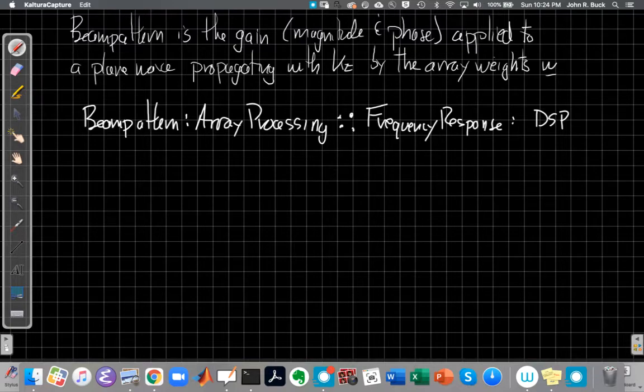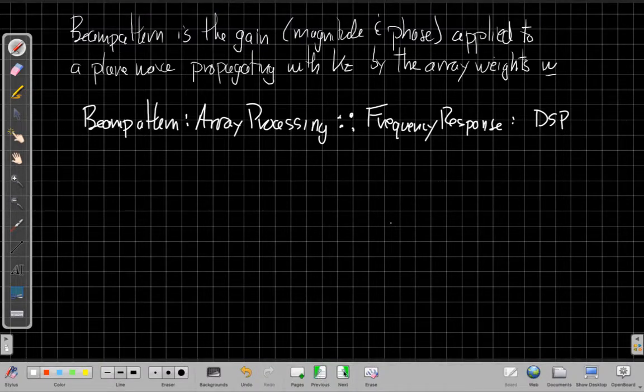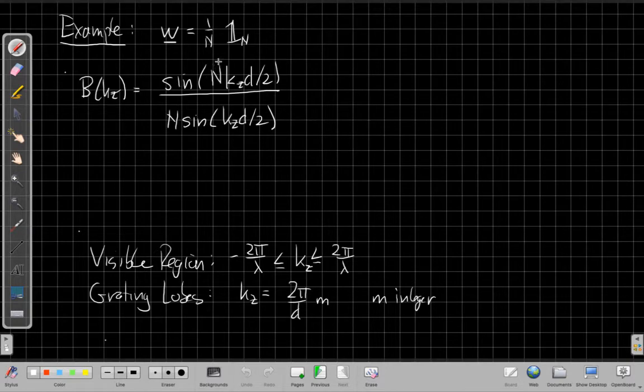We also saw last class that the simplest set of array weights is the one that just averages the sensors without any frequency shifts or phase shifts. When we did that and solved the beam pattern, we went through the same finite geometric sum and ended up with the discrete time sinc or periodic sinc function. If we solve that in terms of kz, we'd get a slightly different expression: sine of N, the number of array elements, kz d over 2, divided by N times sine of kz d over 2. And if I look at that, I can get the beam pattern.